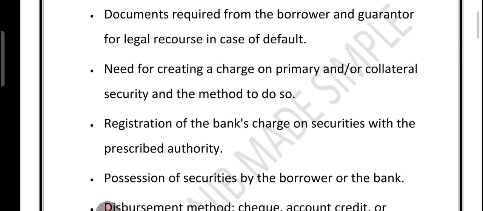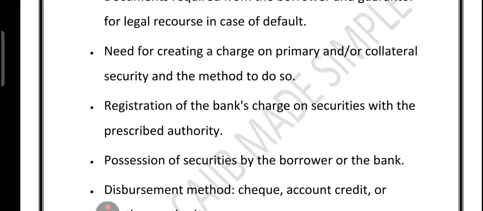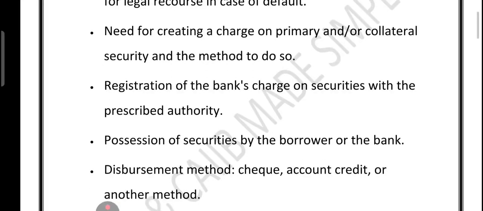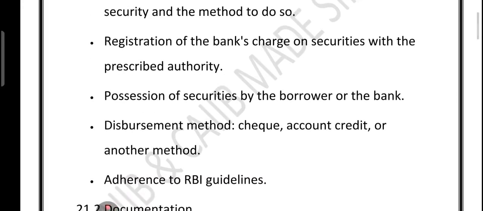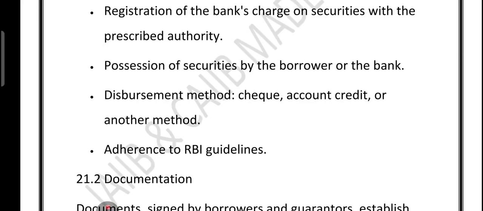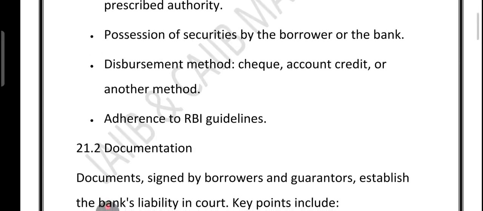The second thing is, has the bank created a legal charge on the borrower's asset, right? You can think of this as an official recording that the borrower has pledged something like a car, house, or business asset. So it needs the creation of a legal charge on the borrower's asset. Has the charge been registered with the right authority? Because only then does it become legally enforceable, right? So registration of the bank's charge with the right authority is very much necessary.